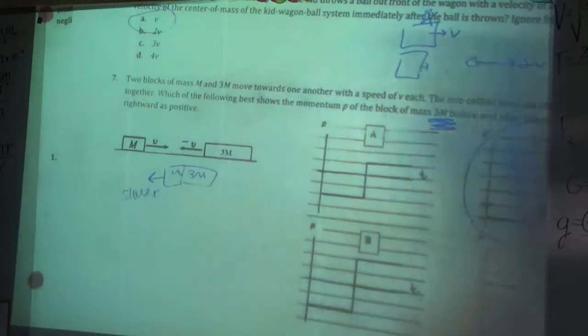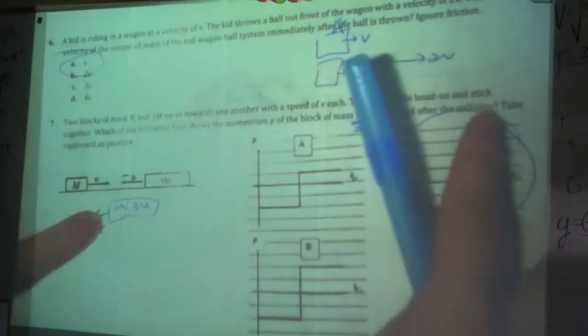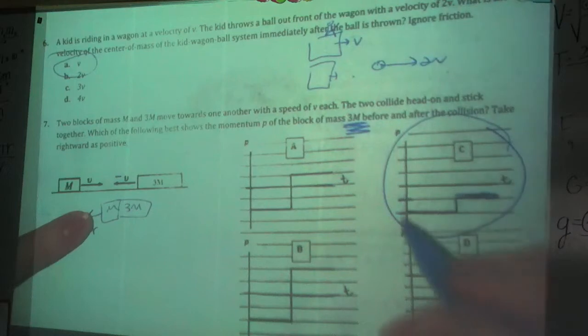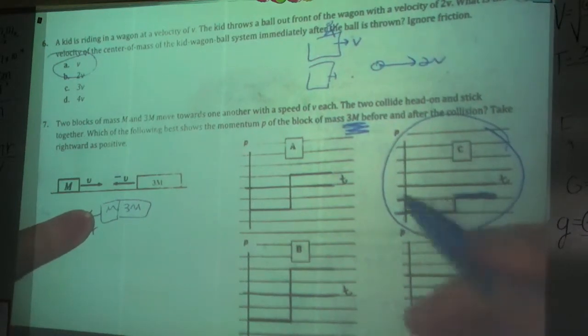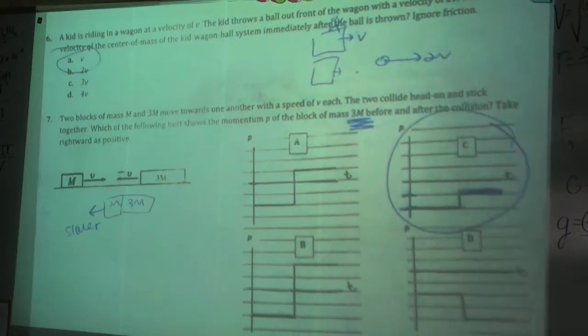So the only one that shows it moving negative, staying negative, but getting slower is C, because I have a negative value, and then I go up to a less negative value, so still negative, but less velocity, slower, so C. Alright, now number 8.